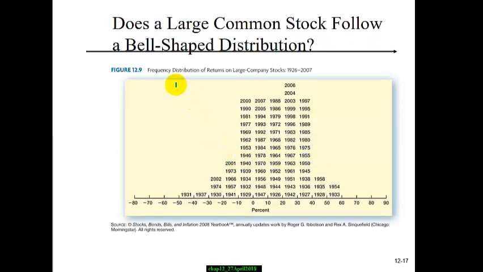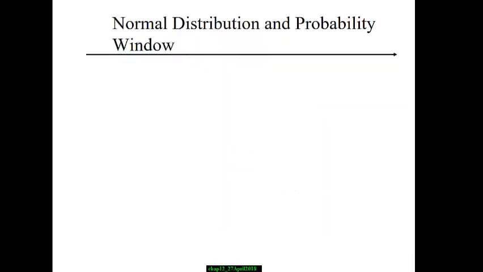Take a look. This is the frequency distribution of return on large company stock from 1926 to 2007. As you see, the frequency shape follows very closely a bell-shaped curve. So it seems this is a reasonable assumption.